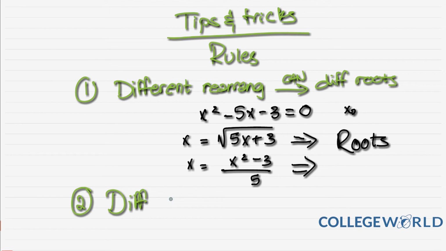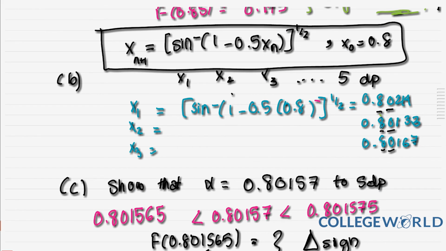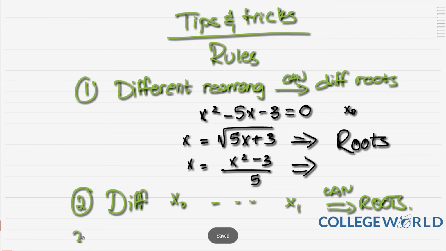Another thing you need to know is that using a different x0 or x1 can also lead to different roots. And sometimes it can lead to no root at all. How do you know if there is a root or not when using the iterative method? As we said here, every time you're approximating more, you're leading to more decimal places, and this is what we call converging.